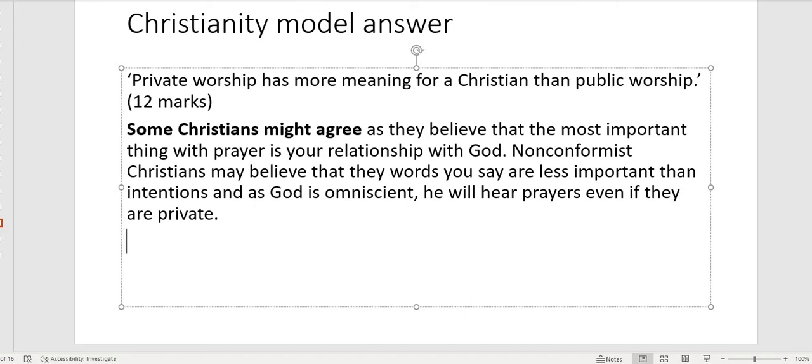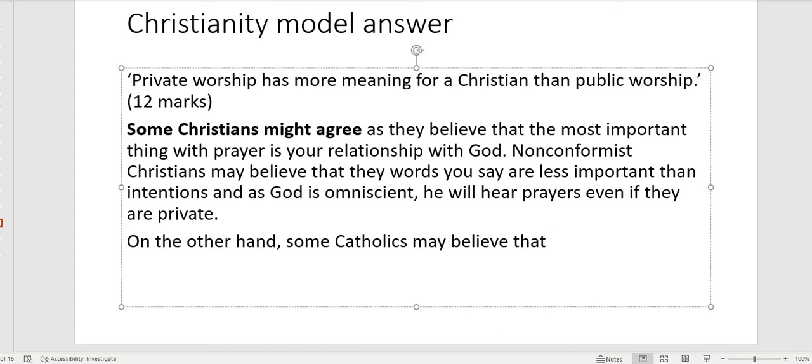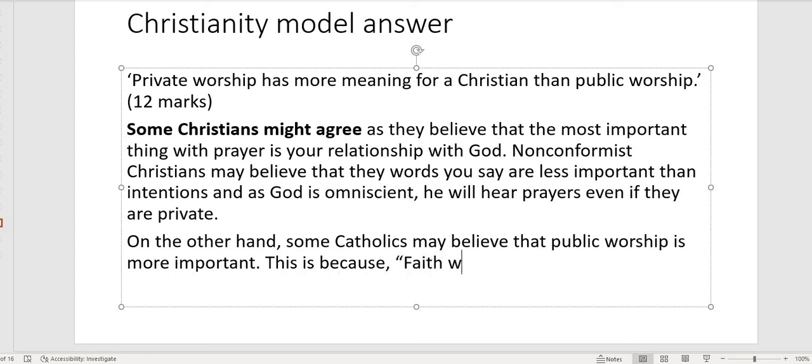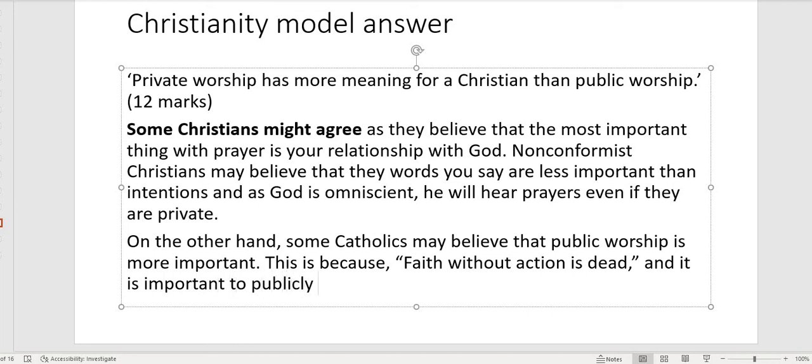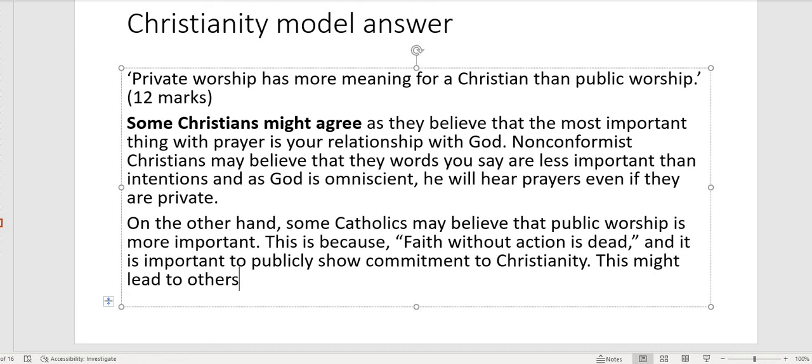Well, let's try on the other hand, some Catholics may believe that public worship is more important. I'm going to try and include a quote here. This is because faith without action is dead, and it is important to publicly show commitment to Christianity. This might lead to others following the faith too.